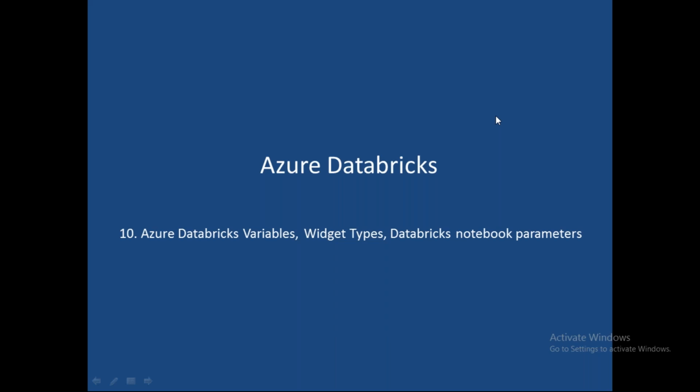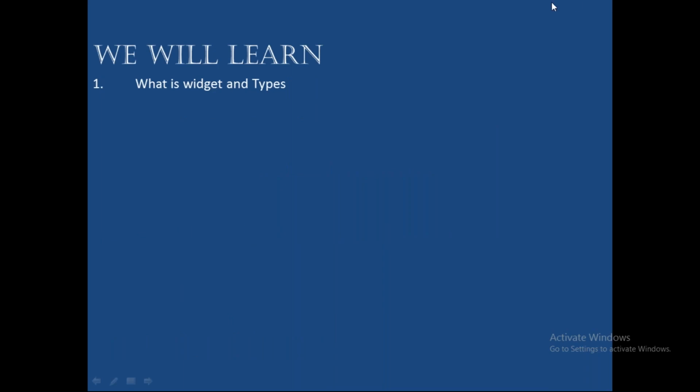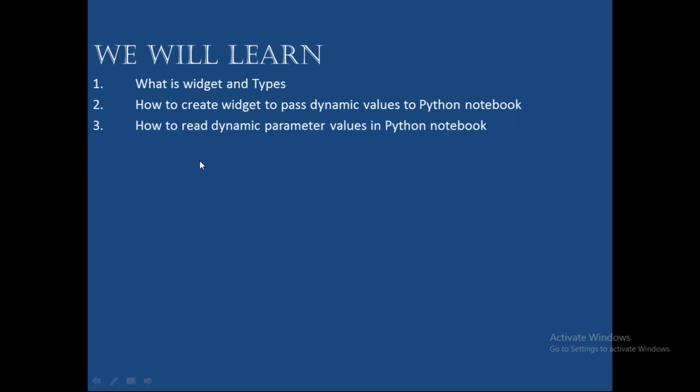Next, Databricks notebook parameters. Databricks notebook parameters means these things only, but here we are going to talk about some settings. Settings means whenever I pass a new value, a new input to my notebook, I want to run my notebook. So those settings, how to tune the notebook parameter settings, we are going to discuss. Fine. In today's session, we are going to see what a widget is, its types, and how to create widgets to pass dynamic values to a Python notebook.